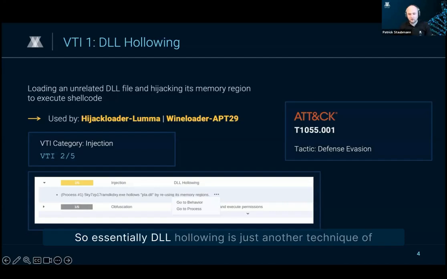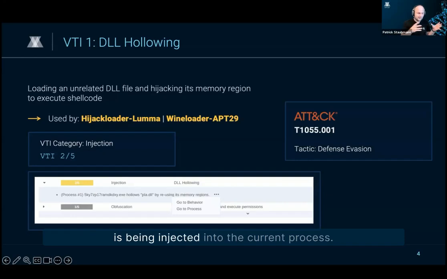So essentially, DLL hollowing is just another technique of, let's call it process injection, whereas some shellcode is being injected into the current process, right? So we're not currently talking about remote process injection at that point. But as you've mentioned, there is just a process being executed and the process loads an unrelated DLL.